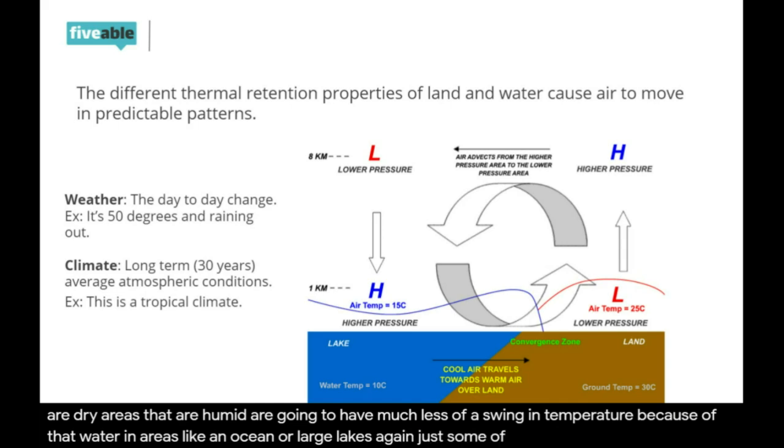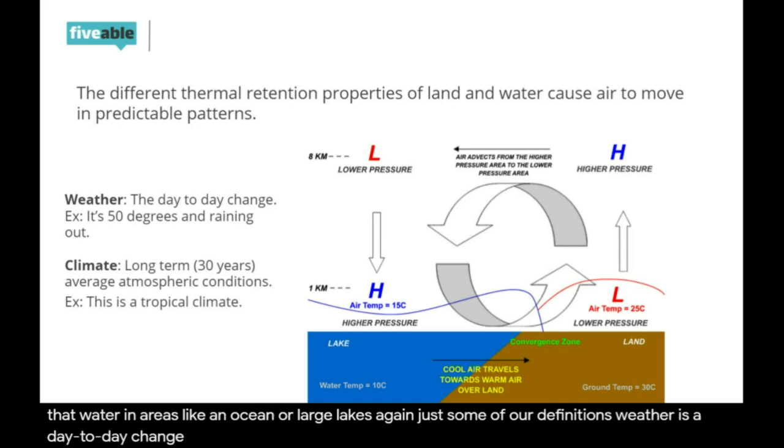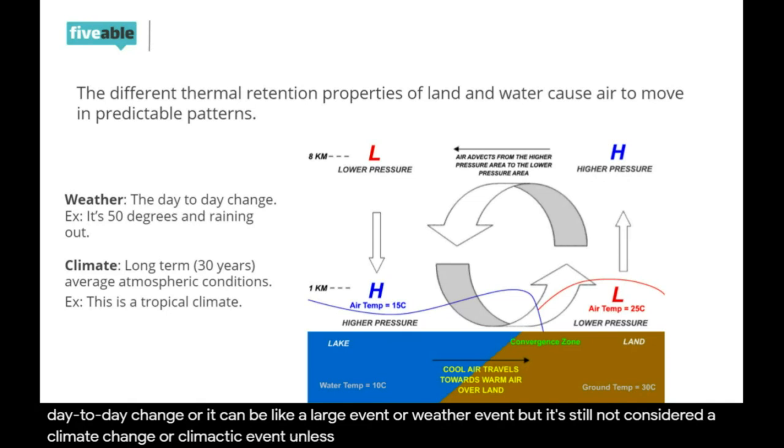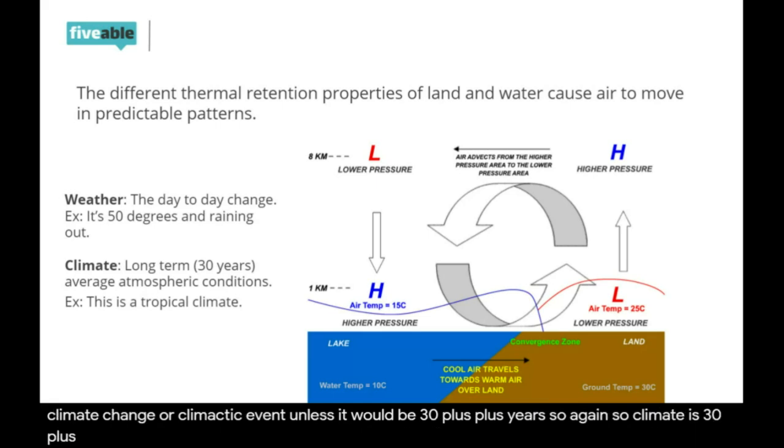Again, just some of our definitions. Weather is a day-to-day change, or it can be a large weather event, but it's still not considered a climate change or climactic event unless it would be 30 plus years. So again, climate is 30 plus years, and weather is going to be like, oh, it's sunny outside right now.